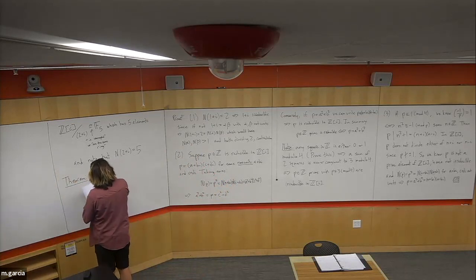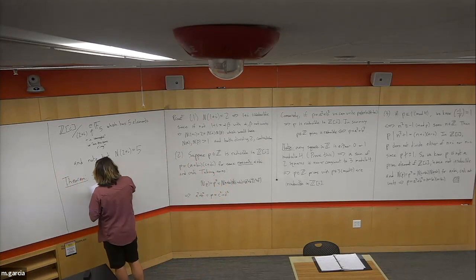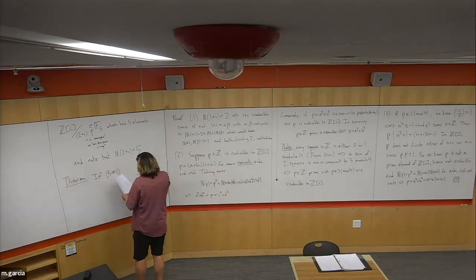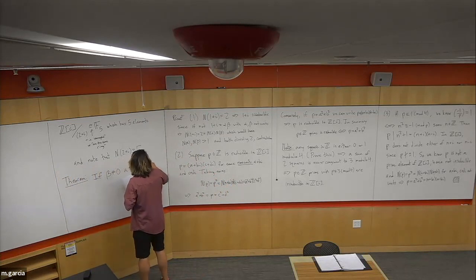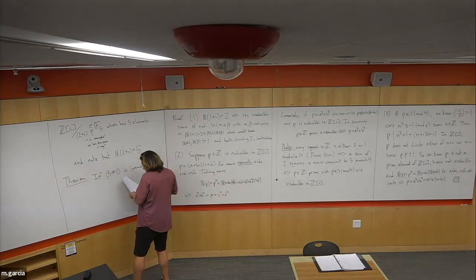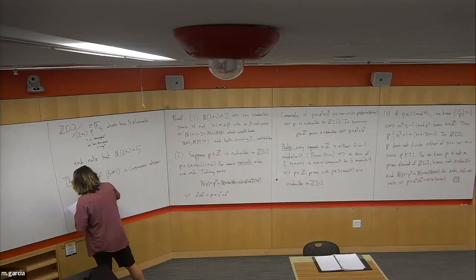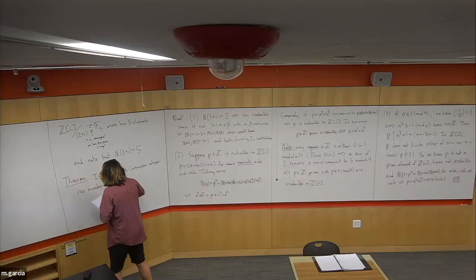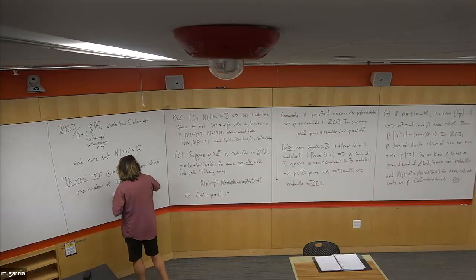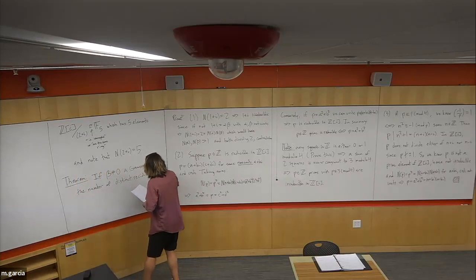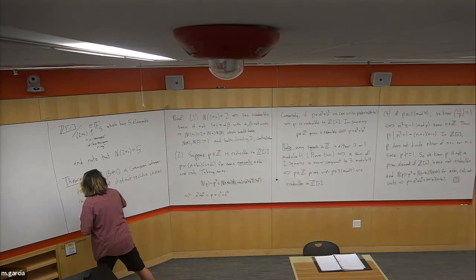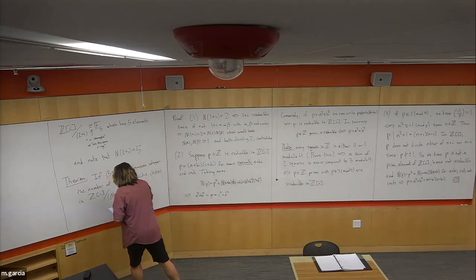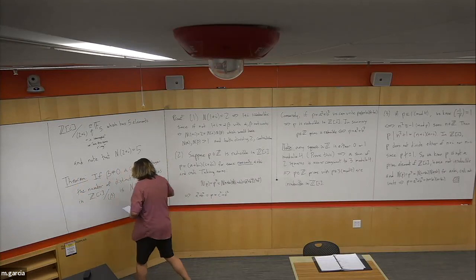So if beta is a non-zero Gaussian integer, the number of distinct residue classes in Z adjoin i mod the ideal generated by beta is the norm of beta.